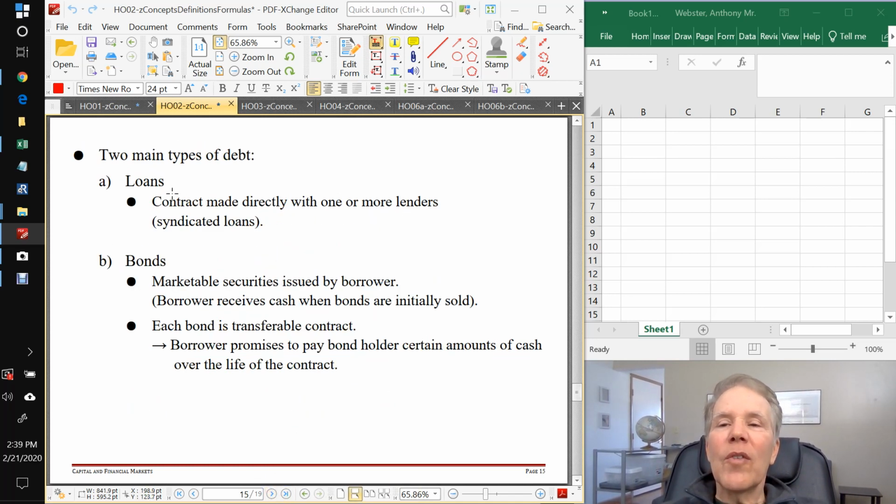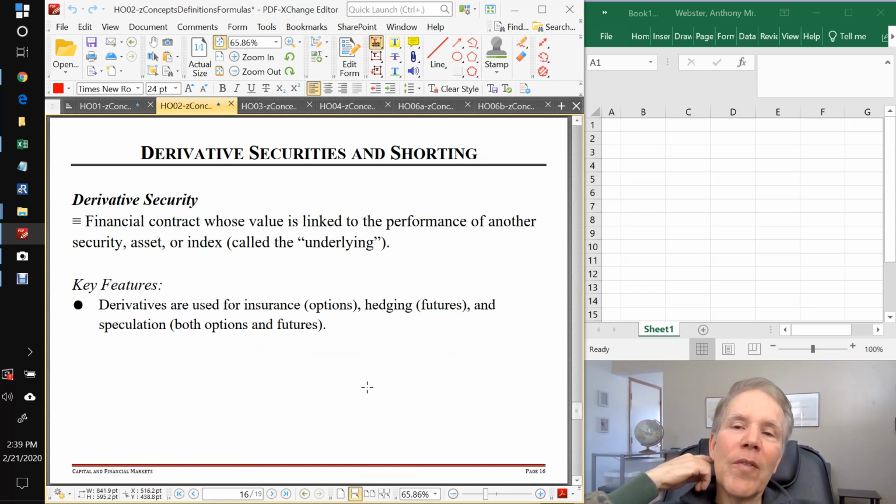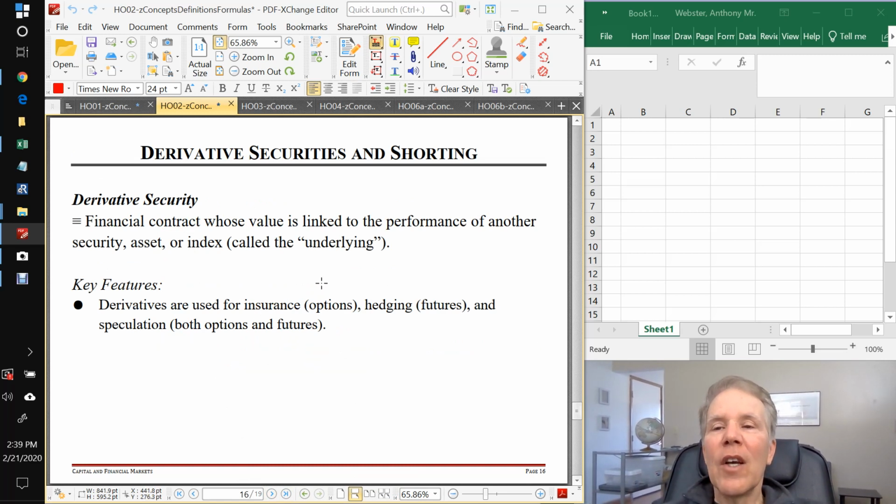So we know the two types of debt, loans and bonds. We'll be dealing with them throughout the term. Okay. And then we went into derivative securities and shorting. So a derivative is always a contract, and its value is always linked to the performance of some other security, asset, or index called the underlying.